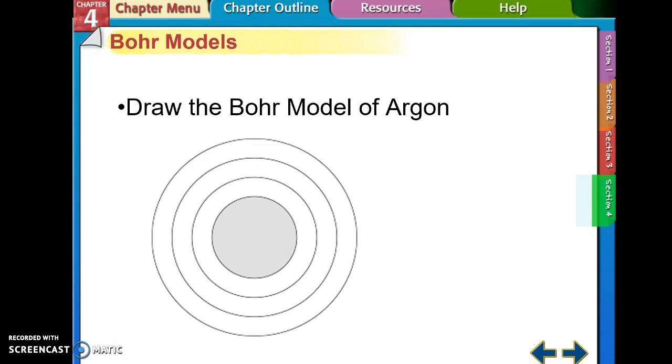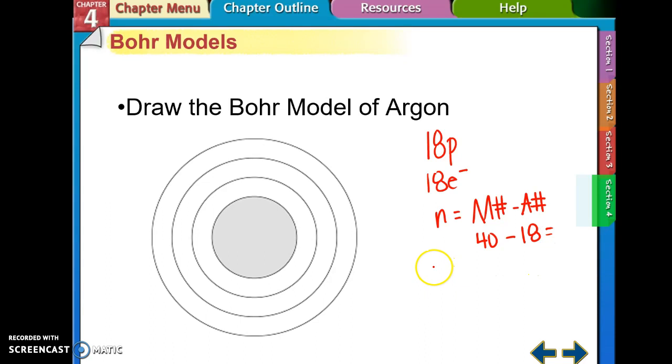And then last but not least, argon. So we're going to draw the Bohr model for argon. When you look at the periodic table, argon has an atomic number of 18. So that means it's got 18 protons, it's got 18 electrons. To figure out its number of neutrons, we're going to do the mass number minus the atomic number. Argon has a mass number of 39.95, so I'm going to round that to 40. And it's got an atomic number of 18, so it's got 22 neutrons.